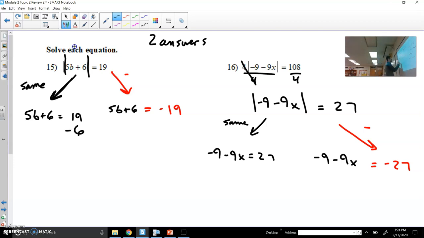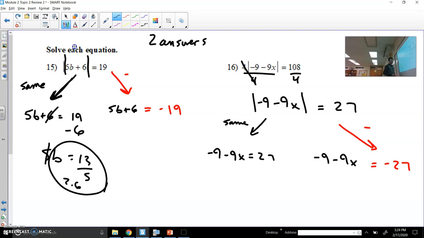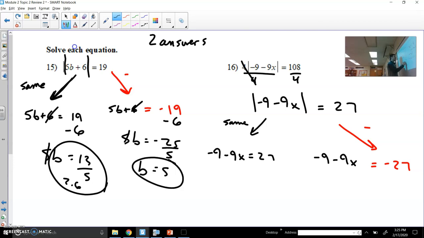So you won't always get integers on these answers. Let's go ahead and subtract 6 from 13, divide by 5, and so one of your answers is basically 2.6 or 13/5. But when we solve the second one, we end up getting a negative 25 when we subtract 6, and that does give you an integer of negative 5.